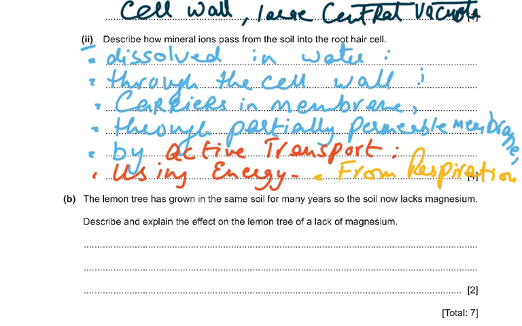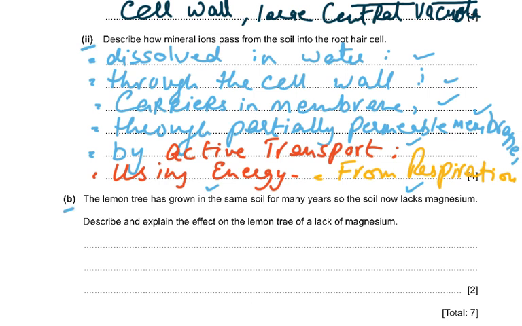So coming back to the question, describe how mineral ions pass from the soil into the root hair cell. Number one, dissolved in water through the cell wall. The cell wall is fully permeable, but the cell membrane is partially permeable. Then we have carriers in the membrane, through the partially permeable cell membrane, and this is by active transport using energy from respiration. So you have a number of points, but you only had to give 4, because it's only a 4-mark question. Any 4 of these in any sequence and you would get your 4 out of 4.